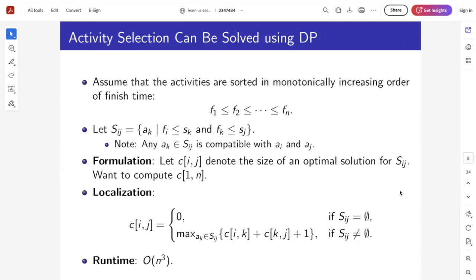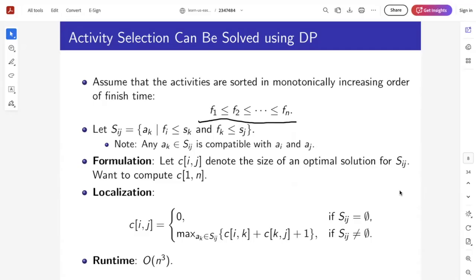Now let's do a little analysis. First of all, to make things easier, we are going to sort the activities based on finish time in increasing order. Okay, we sort them so that we can name them depending on the finish time. So the first one has the earliest finish time. The second one has the second finish time, and so on.